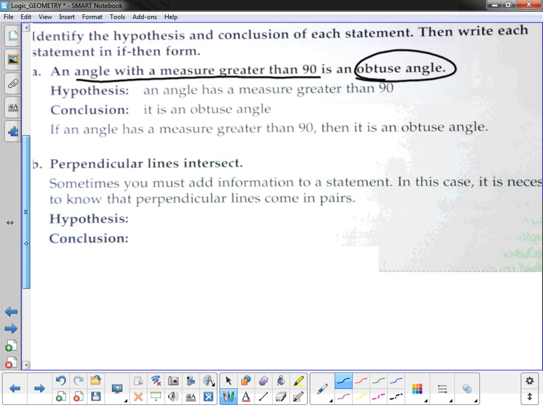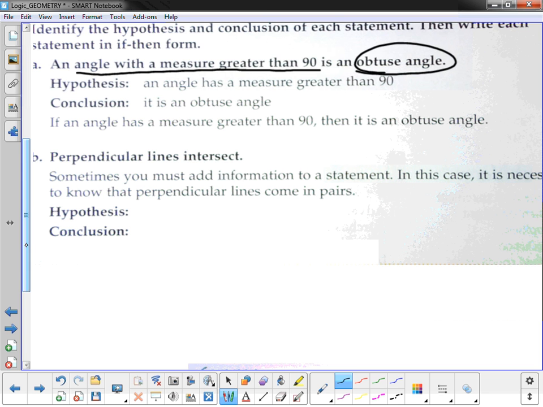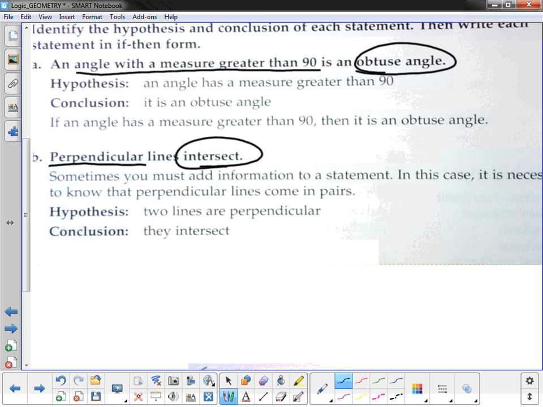Okay, let's take a look at another example. Perpendicular lines intersect. Now what we're going to find out here is that sometimes, like with this statement, you have to add information to it so it makes sense. We know that for perpendicular lines, you have to have two of them. You have to have two lines that intersect. So here I have perpendicular. That's the cause. So that means I would say two lines are perpendicular. It takes two of them to be perpendicular. Well, what's the conclusion? The conclusion is we got an intersection. So if these two lines are perpendicular, they're going to intersect.